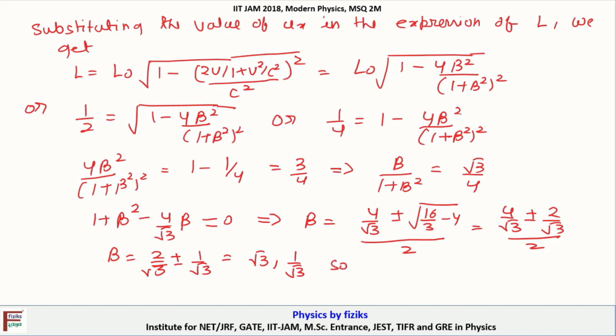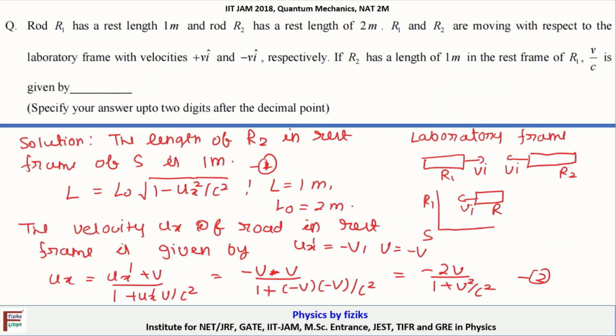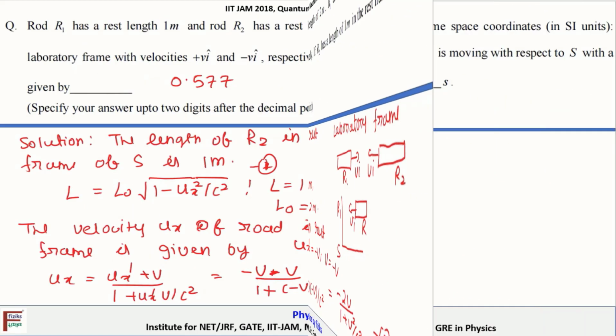Since v by c should be less than 1, that means beta should be 1 by root 3, which means this value is 0.577. So our correct answer for this problem is 0.577.